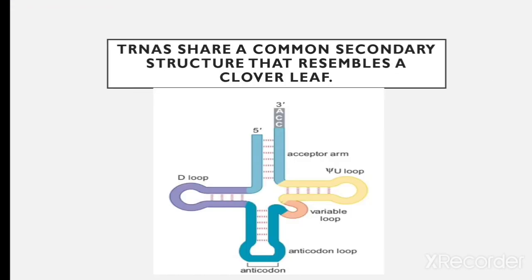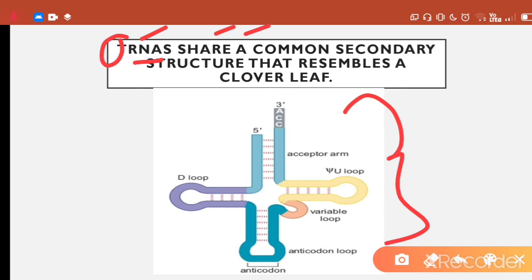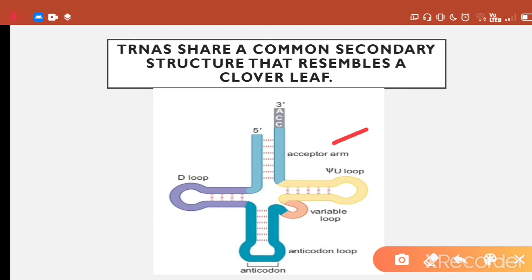Now come to our second point, that is transfer RNA. Here these are tRNAs. Transfer RNAs share a common secondary structure that resembles a clover leaf. As you can see here, this is a clover leaf structure. The features of this tRNA clover leaf are, first, the acceptor arm or acceptor stem. This acceptor stem is the site that attaches to the incoming amino acid, and it is formed by pairing between the 5' and 3' ends, with the CCA sequence present at the extreme terminal end of this acceptor arm.